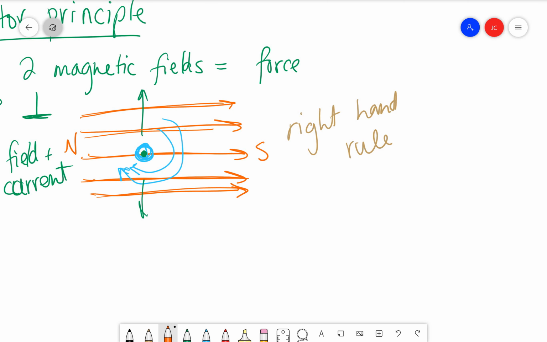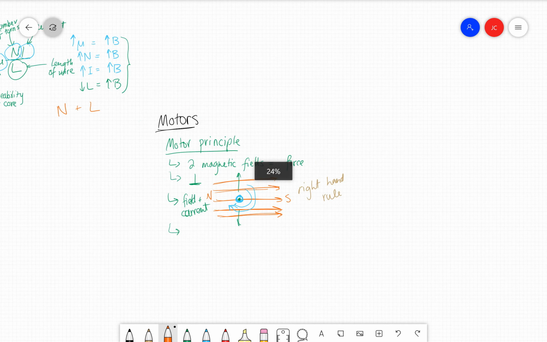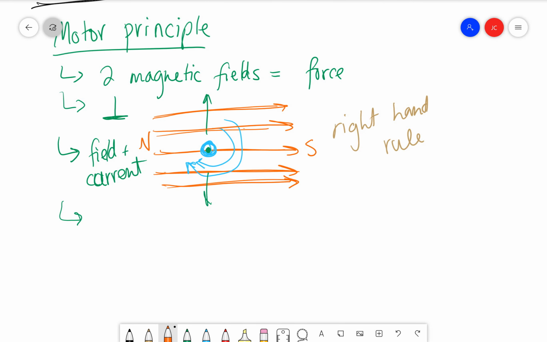So for me, I put my right hand, thumb toward me, and my palm ends up facing up because of that. And so because the palm is facing up, we can conclude that the force is facing up. And that's basically it. If there was a force here, the force would be exerting in this direction.